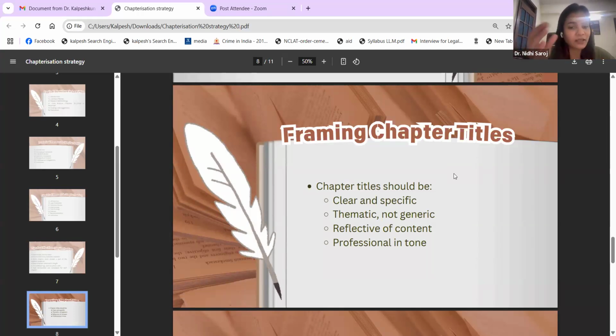It should be connected to the area. The words that you have chosen should also be legal and professional in nature, right? So this is not just with regards to how the chapterization should be done, this is with regards to how the chapter title should be fixed. And this won't happen again in one day.